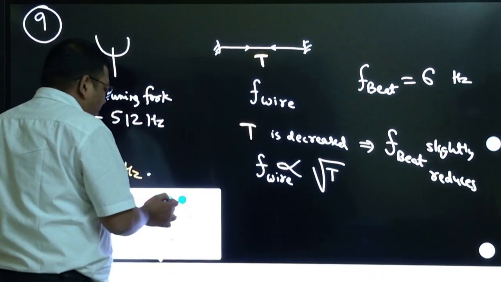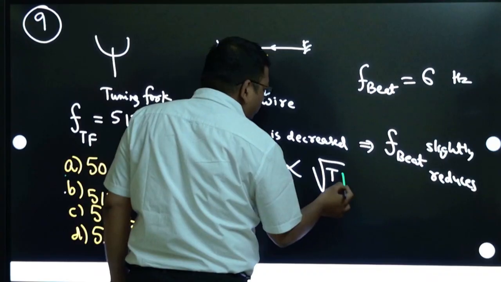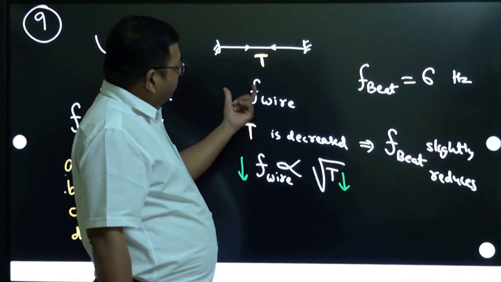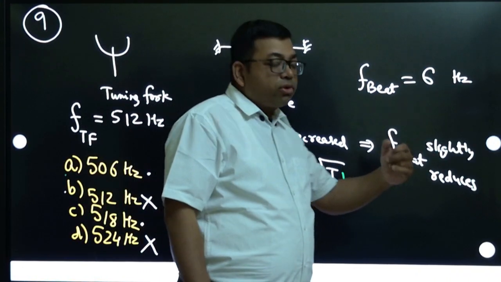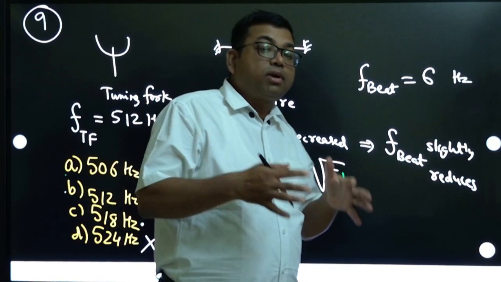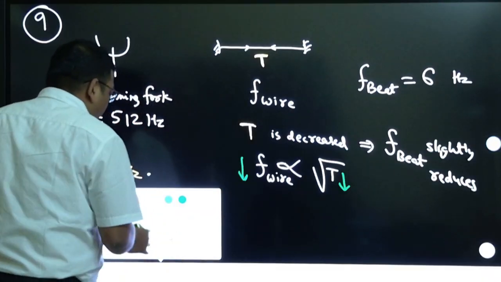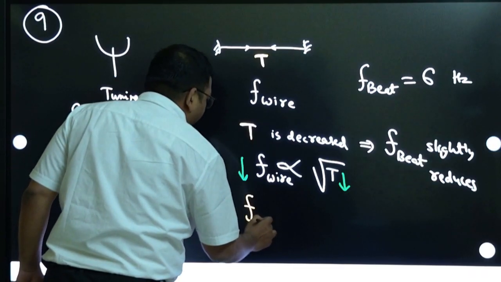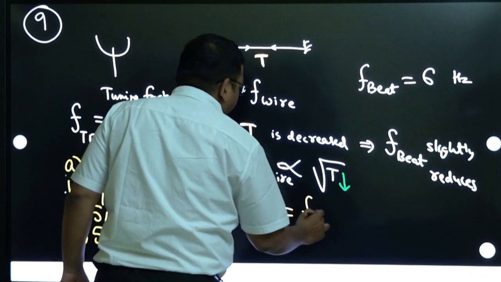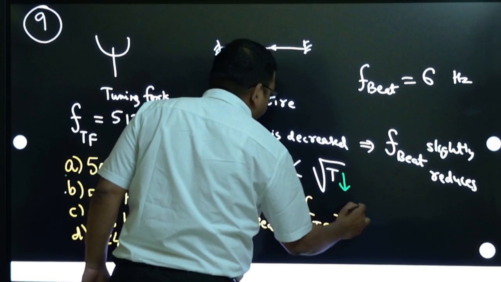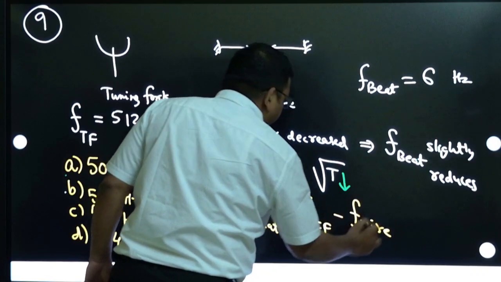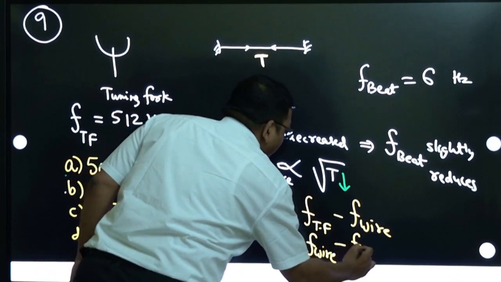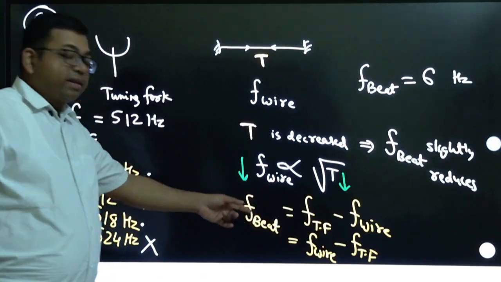And if tension is decreased, because tension is reduced, this also reduces. So when the wire frequency reduces, beat also reduces. Now you have to think about what kind of formula I should write. Suppose I write the beat formula as frequency of tuning fork minus frequency of wire, or it can be wire minus tuning fork. Either it can be this or this.